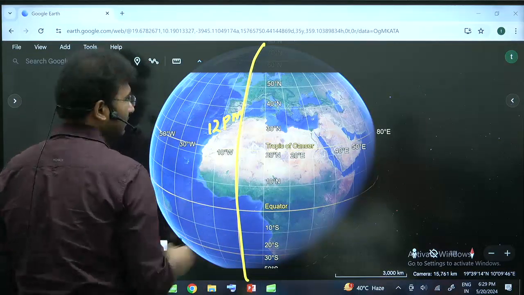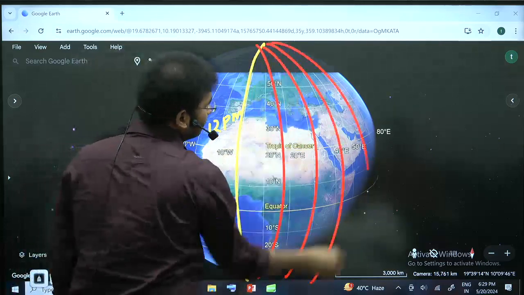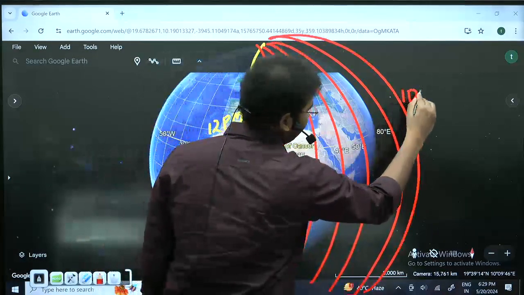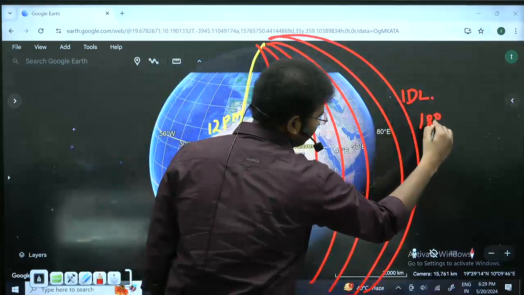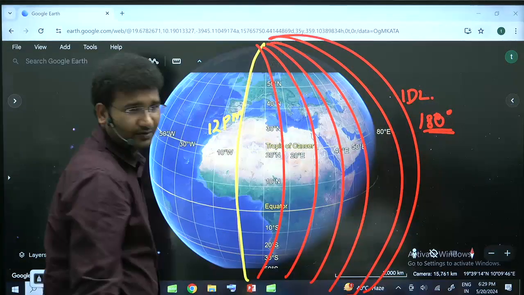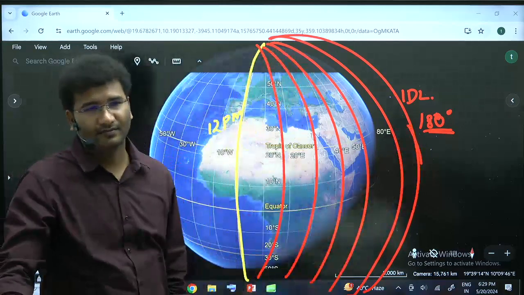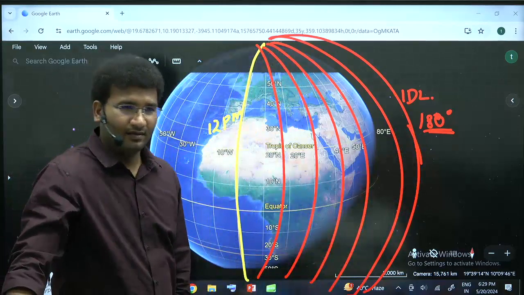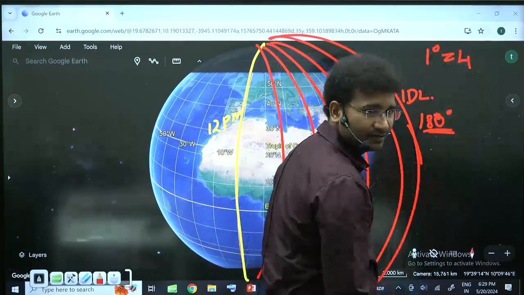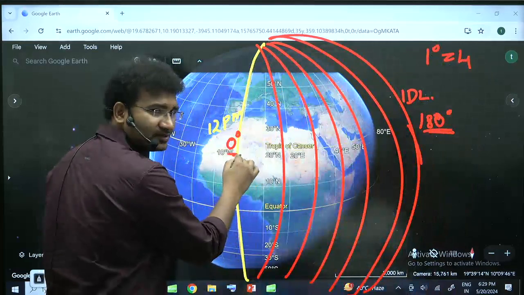Now these are the latitudes. This is ideal. This is 180 degrees और 180 degrees line है. So यहाँ पे time क्या होगा? What is the time at 180? 1 degree is equal to 4 minutes. ठीक है? This is 0 degrees. Okay, this is 0 degrees prime meridian.